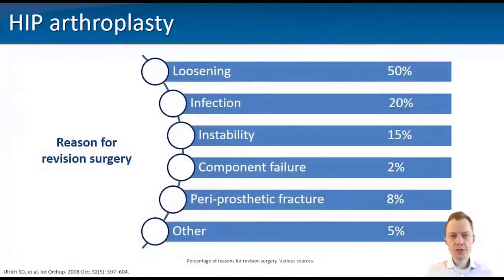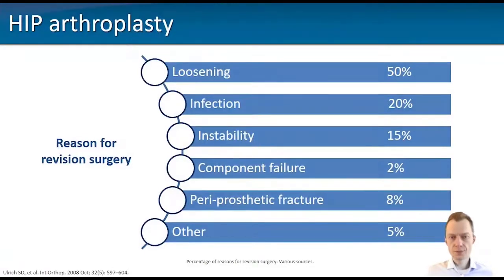Moving from the spine to the hip, we will do the same exercise. So what are the causes of revision surgery in hip arthroplasty? And here you can see that loosening is the number 1 indication in 1 out of 2 patients, followed by infection, instability, component failure, periprosthetic fracture, and then some other causes.